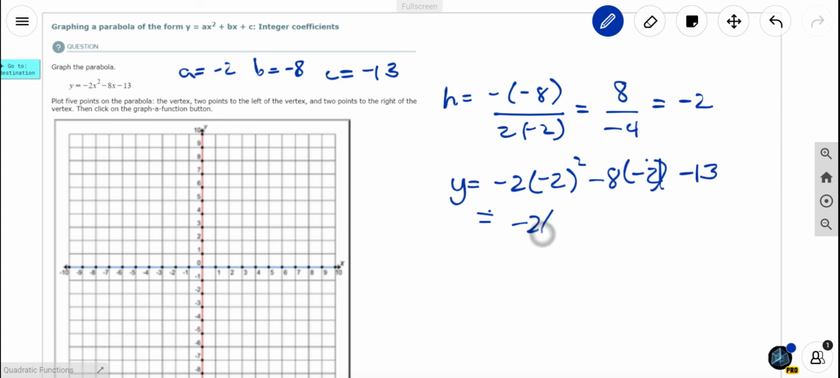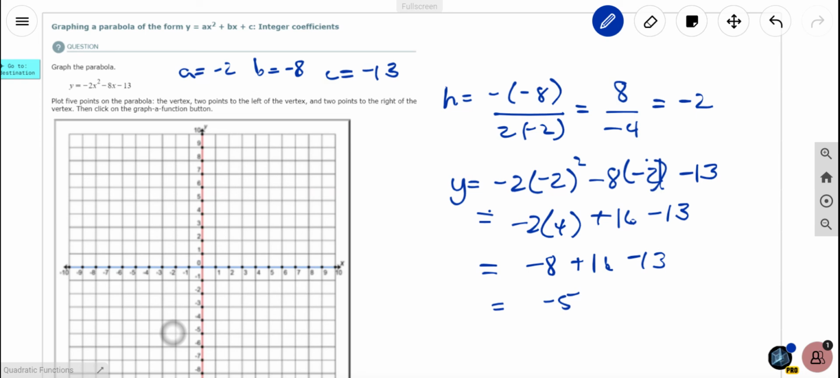Be careful. Make sure you're paying attention to signs on these. Okay? -8 plus 16 minus 13. That's 8 minus 13, which is -5. And that's your vertex, -2, -5 here. Okay, and then you'll notice it's going to go down.